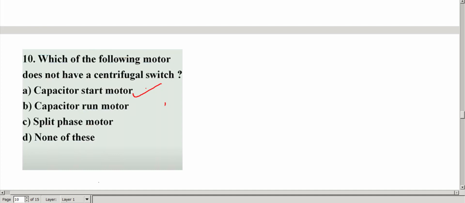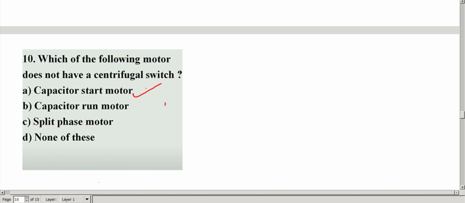In a capacitor start motor, the capacitor is in series with the auxiliary winding, in parallel with the main winding. Once it reaches running condition, it has to be removed. I need the capacitor only at the starting condition; at the running condition I don't require this capacitor. I want it at starting condition only, so I have to remove it when coming under running condition.